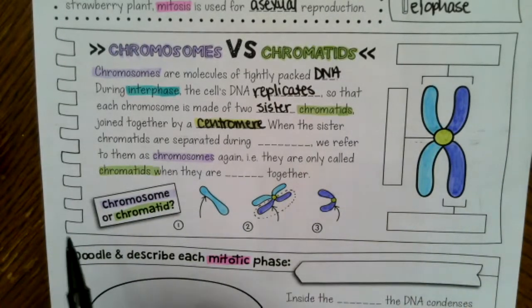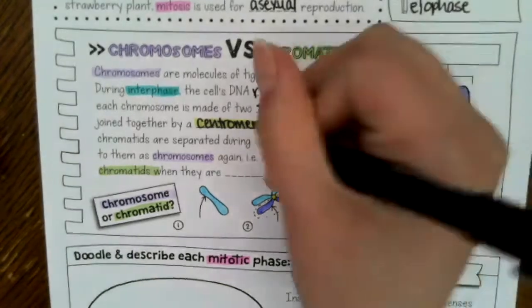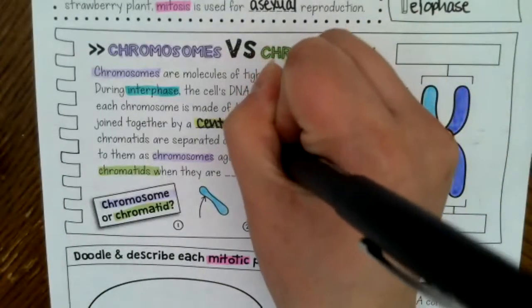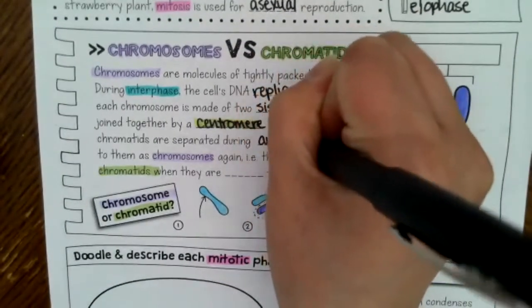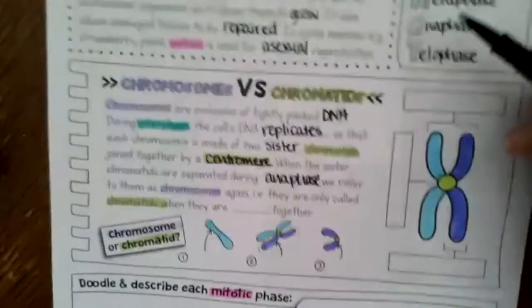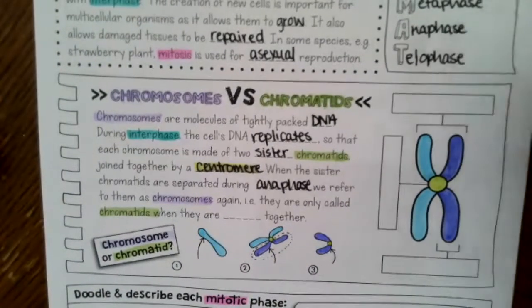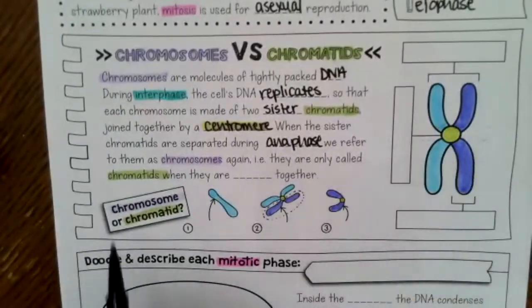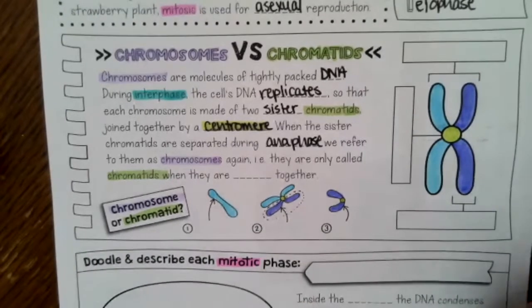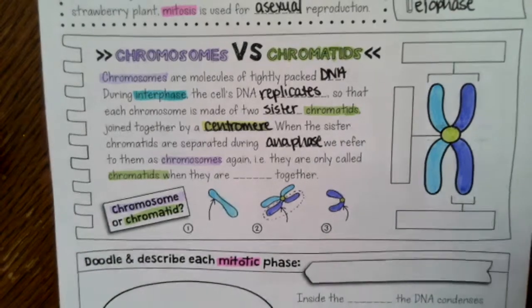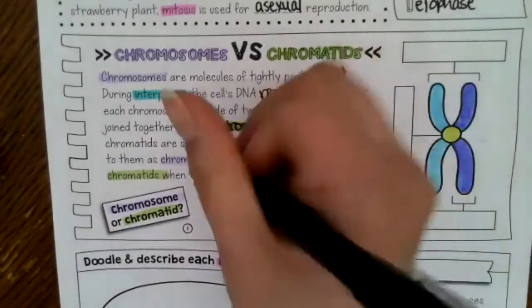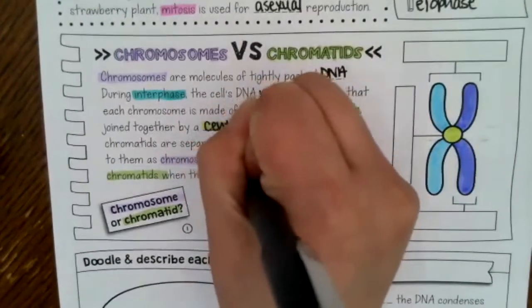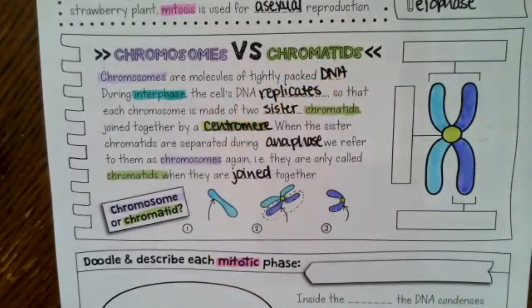When the sister chromatids are separated during anaphase, and if we look back here, anaphase is that second to last phase, we're going to refer to them once again as chromosomes. So basically what you need to realize is that they are only called chromatids when they are joined together.